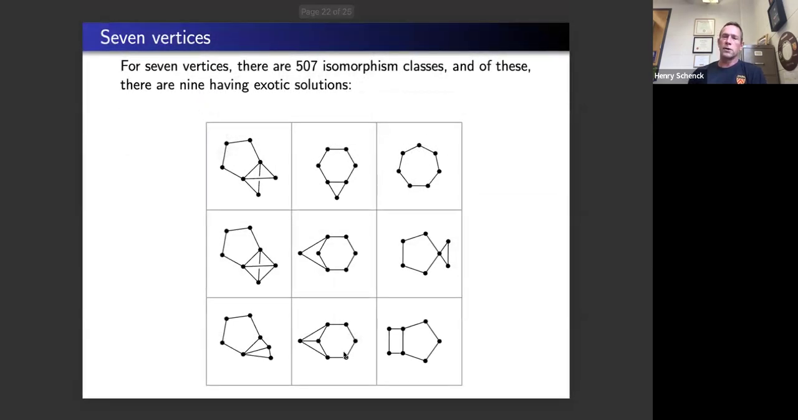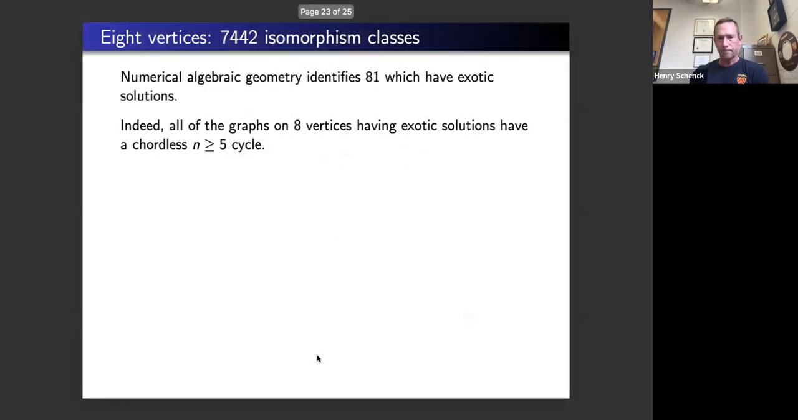Things get a little more interesting with 7 vertices. There's 507 isomorphism classes. These are the set of everything with 7 vertices. And you immediately look at the exotic solutions and say, well, there's obviously a theorem here which says that I have an induced 5 or greater cycle, right? It stares us in the face. I got a 5 cycle, a 6 cycle, or a 7 cycle. So then you might say, well, there's the conjecture. And now you go to 8 vertices, and you can still do this computationally.